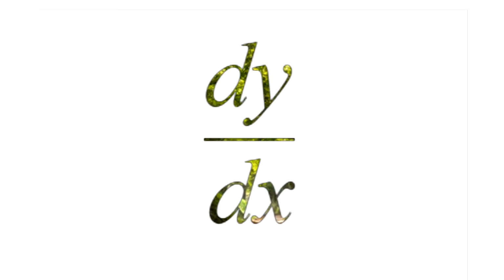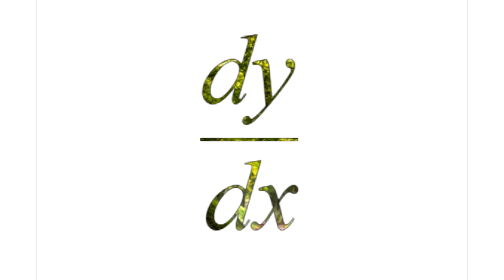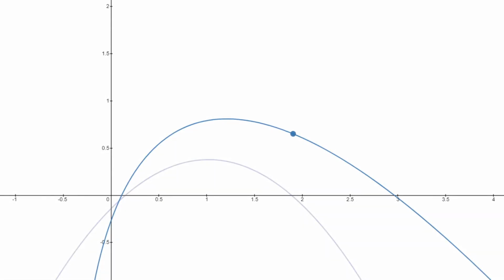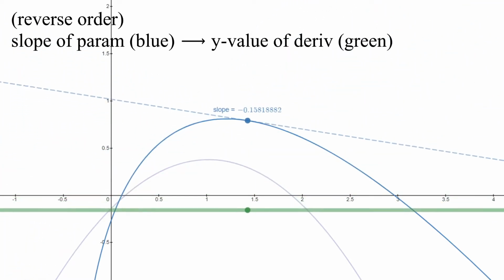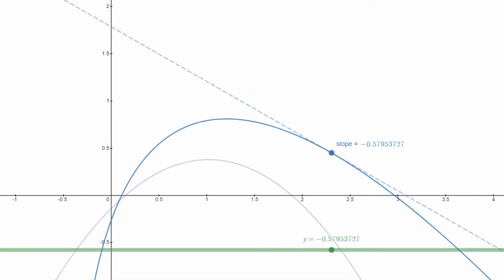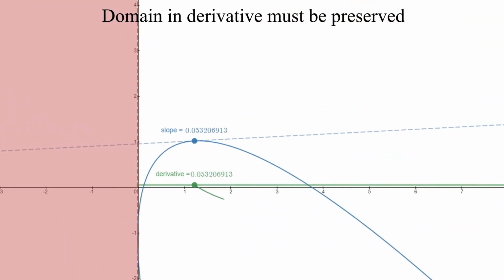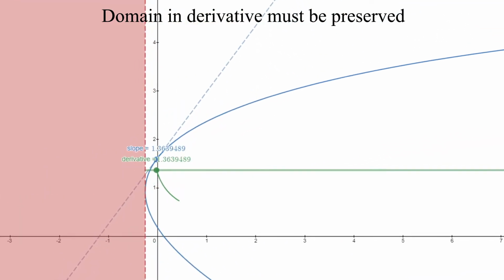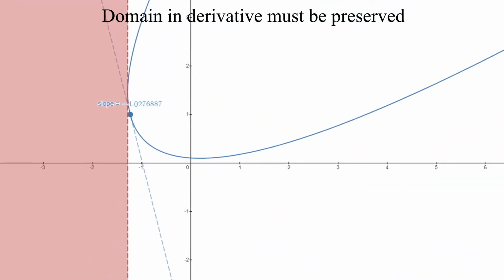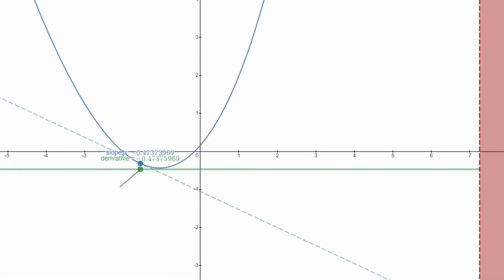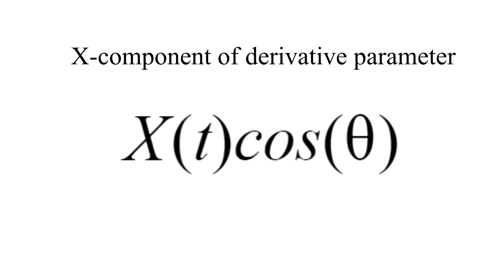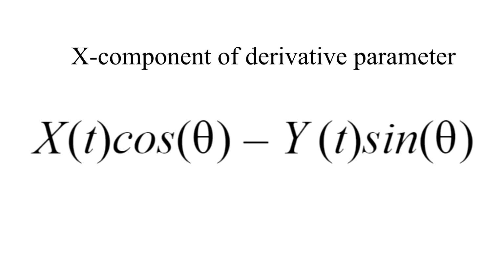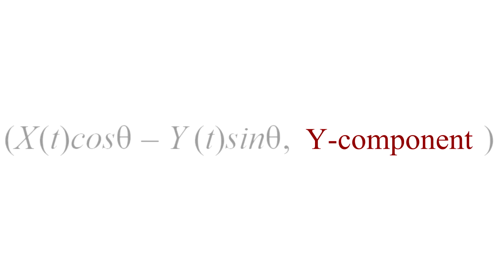Other than that, you may recall about the nature of the derivative, about how it works, that for a certain x value in a parameter, the y value of the derivative is the slope of the parameter at that point. From that, we infer that the domain of the parameter must be preserved in the derivative in order to calculate a rise or a run value of a given abscissa value. Therefore, in the rotation set, the x component of the derivative parameter remains the same, which is x(t) cosine theta minus y(t) sine theta. Now for the next missing piece of the puzzle, the y component.